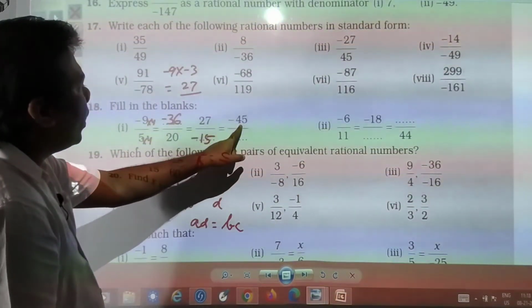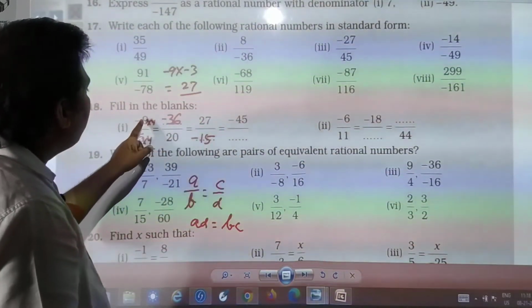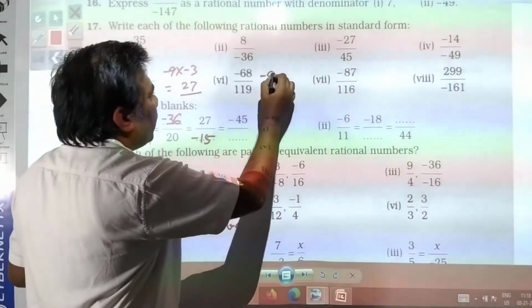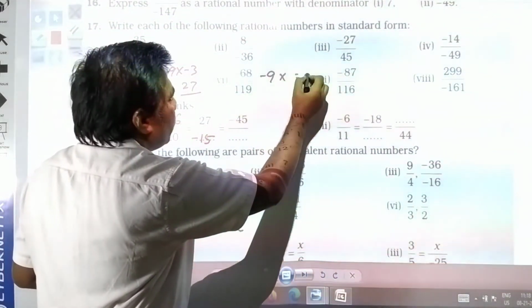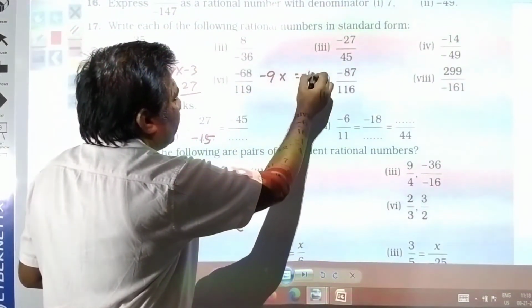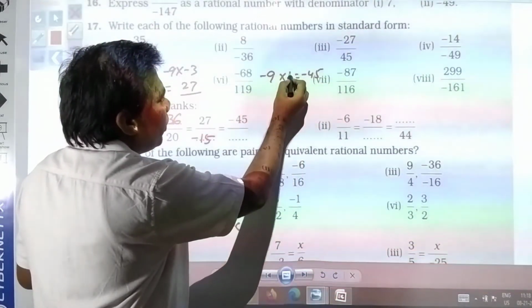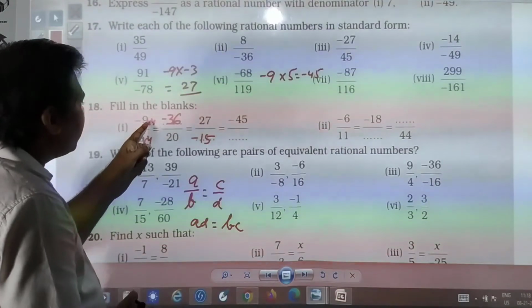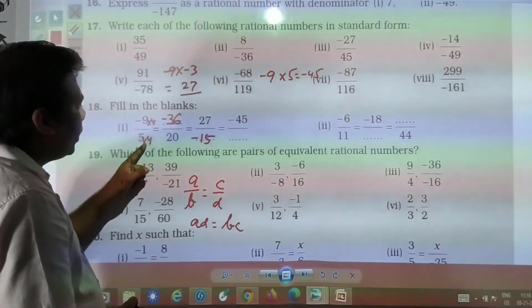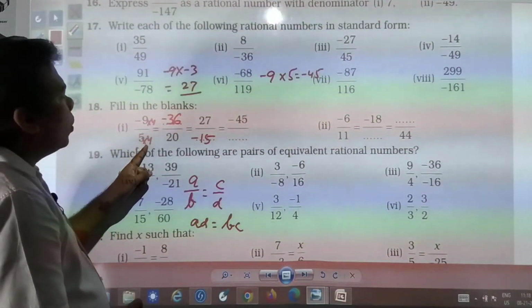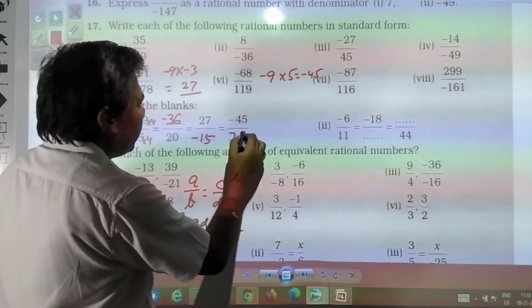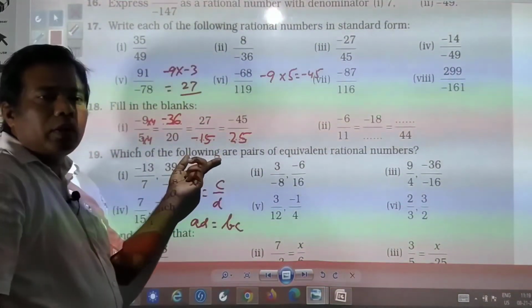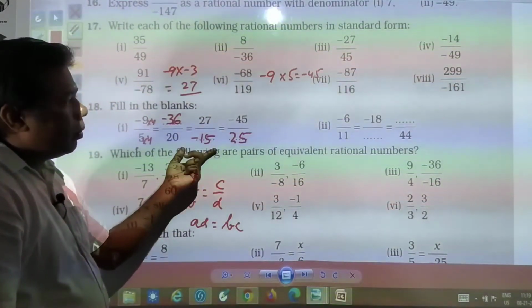Then you see here you have minus 45, means minus 9 has been multiplied by what number, so that you have got minus 45. 5 will be required, 9 fives are 45. So if 5 has been multiplied in numerator, in denominator also that will be required. So 5 fives are 25. This will be your answer. So in this way this is required to be solved.